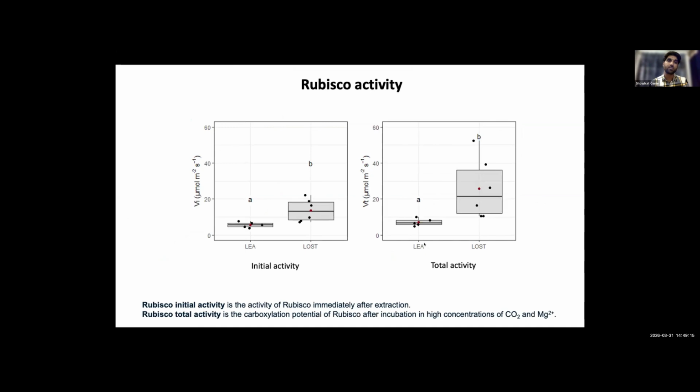Central to the carbon assimilation is the Rubisco enzyme, as we all know. So we wanted to know how the Rubisco activity differs between the two species. Both the Rubisco initial activity, which is the activity of Rubisco immediately after extraction, and the Rubisco total activity, which is the maximum carboxylation potential of Rubisco after it is incubated in high concentrations of CO2 and magnesium, were higher in the wild species.